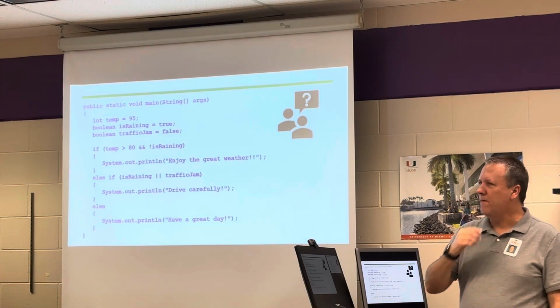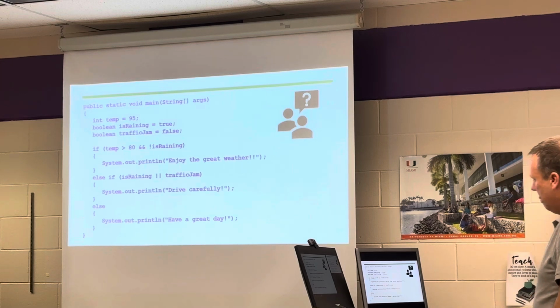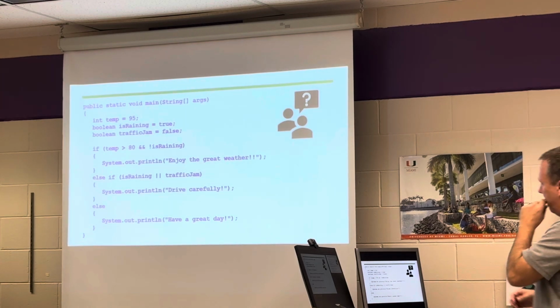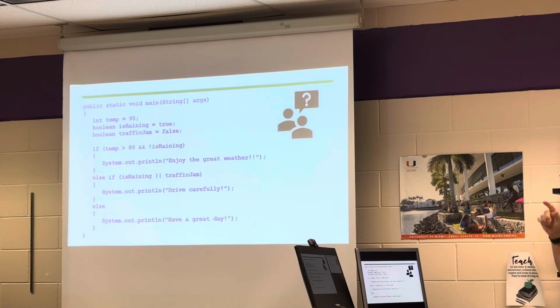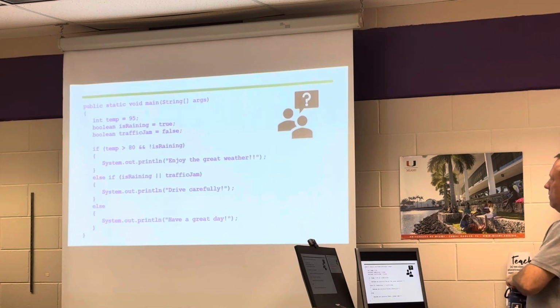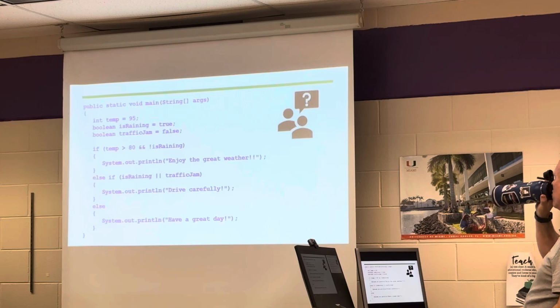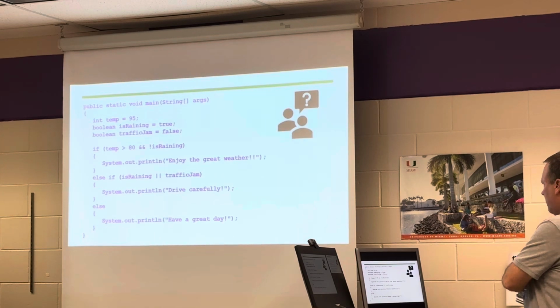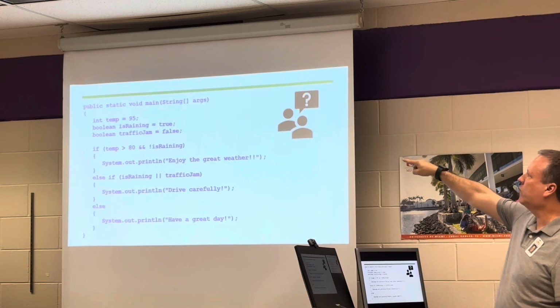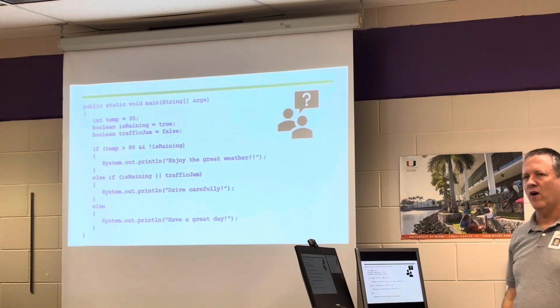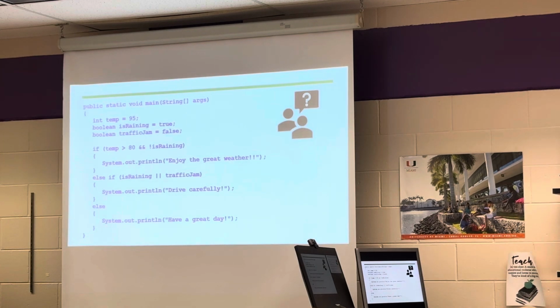Oh, this one's fun. What does this print? You know there's else ifs and else, so it's only going to print one thing, because it's a cascading if else. I'm going to say drive carefully. So I've got temp is 95, is raining is true, and traffic jam is false. So those are my driving conditions. It's hot, and it's raining, but there's no traffic jam. That's according to the variables I have.